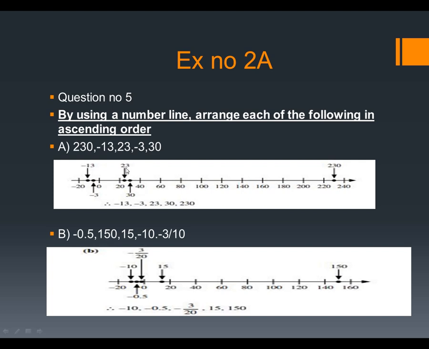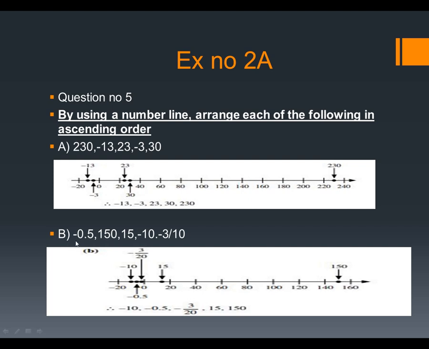Now the 2 points are 23 and 230. So 23 will be when we move forward, here 20 and then 23. In the center of 20 and 40 there is 30, so this line will be blank, and here in the center of 220 and 240 there will be 230.